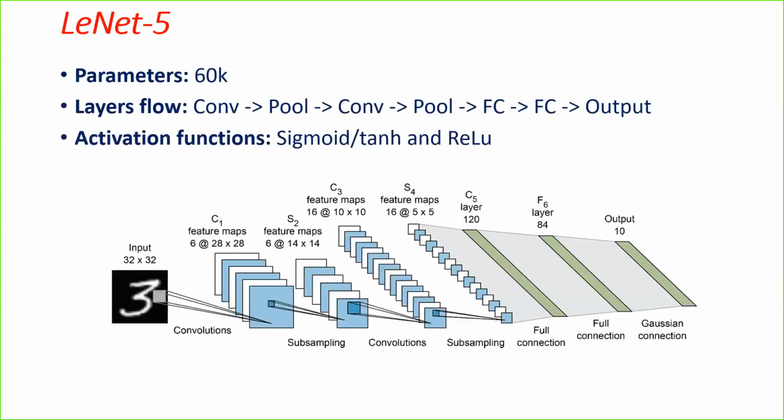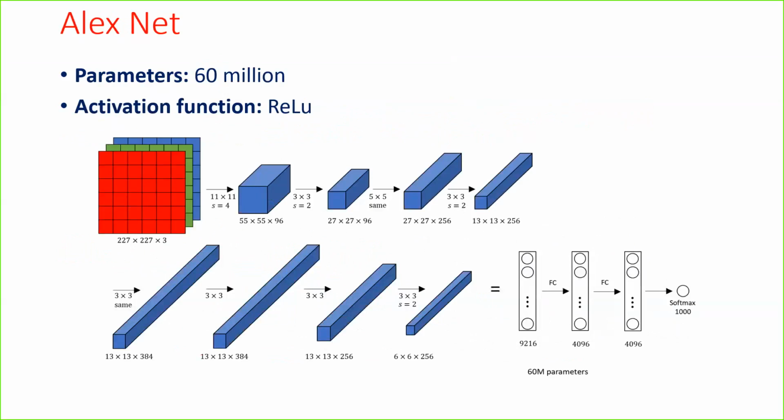So LeNet is mostly used for digit classification with black and white images. This is the layer flow, and the total number of parameters the network learns is 60K: convolutional, ReLU, pooling, fully connected, and the output layer. This is AlexNet, used for color images like object recognition. This is the layer sequence, and the total number of parameters the network learns is 60 million.